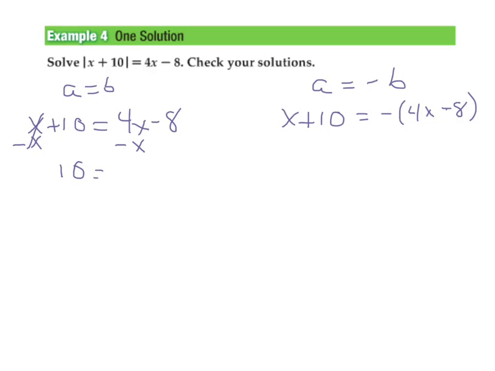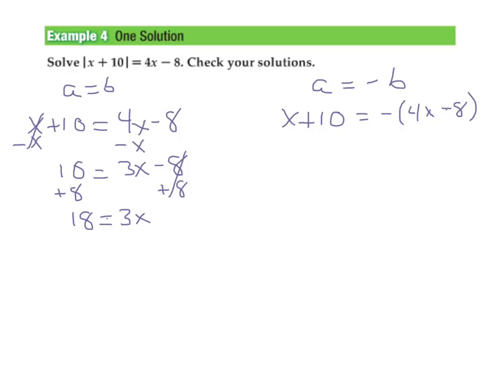4x minus x is equal to 3x minus 8. We're going to want to move that minus 8 over to the other side, and we're going to do that by adding 8 to both sides. Here we're subtracting 8. The opposite of that is adding. So negative 8 plus 8 becomes 0. We're going to add 8. 10 plus 8 is 18 equals 3x.